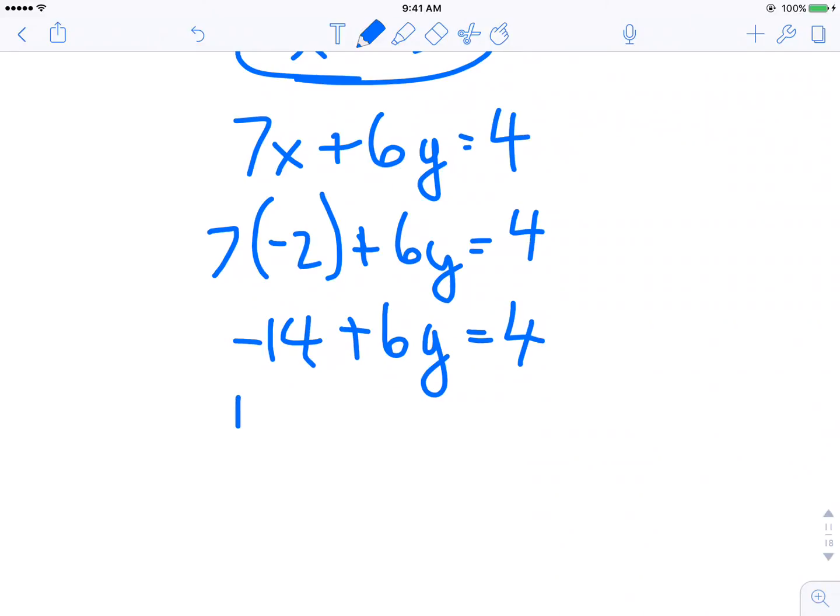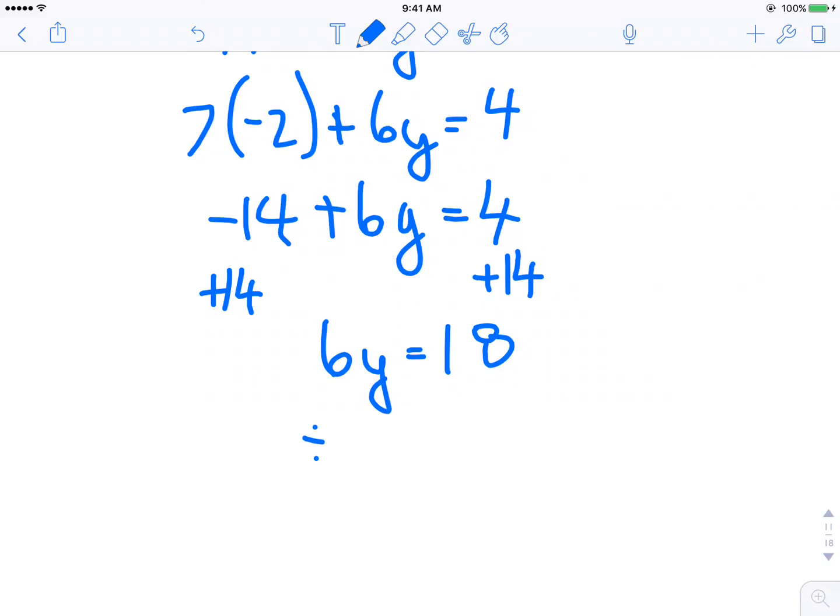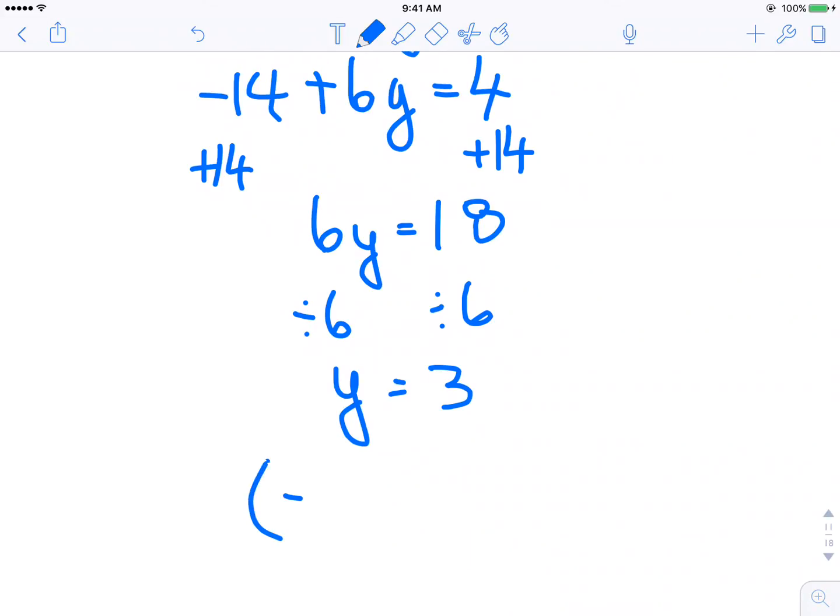This is minus 14, so I've got to add 14 to get rid of it. Add 14 over here. I get 6y is equal to 18. And divide by 6. Y is equal to 3. So the solution to my system is negative 2, 3.